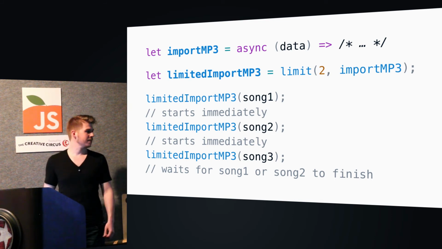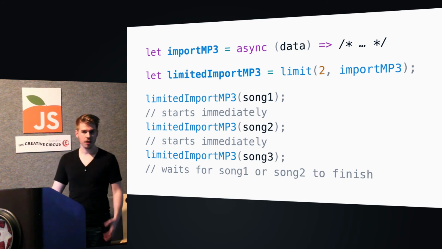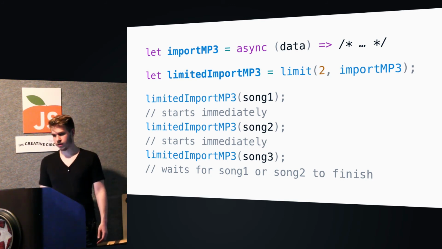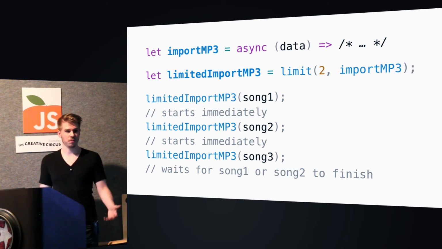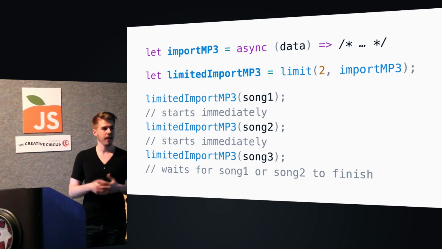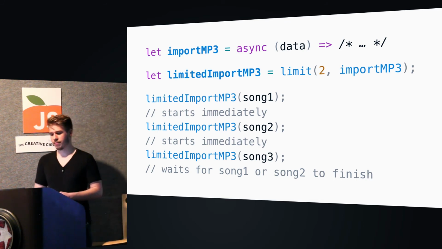The really wild thing about this is that the way we make use of our import mp3 function has not changed. We have no difference in APIs. We can actually use this limited import mp3 function anywhere we would have used the regular mp3 importer code. One of the hallmarks, hopefully, of functional programming is being able to swap in different things that have different or better behaviors, but have exactly the same API.